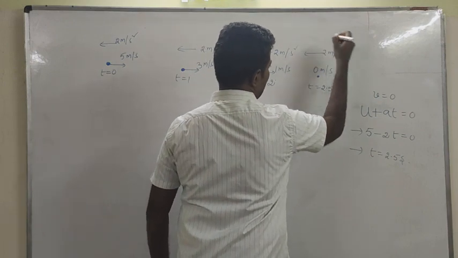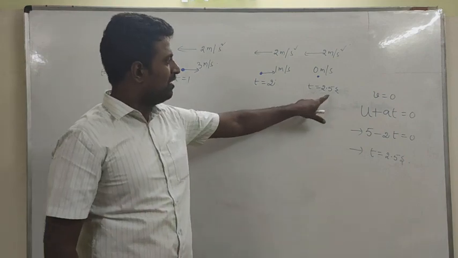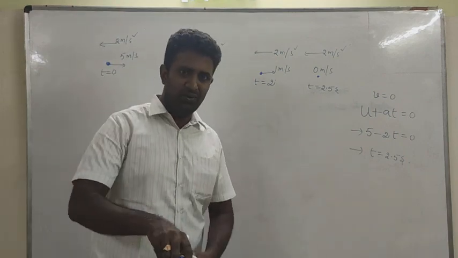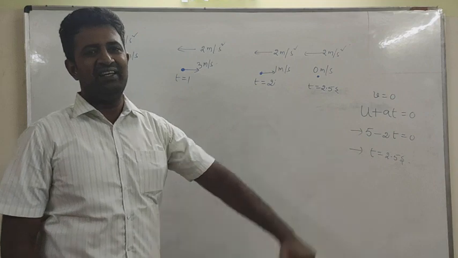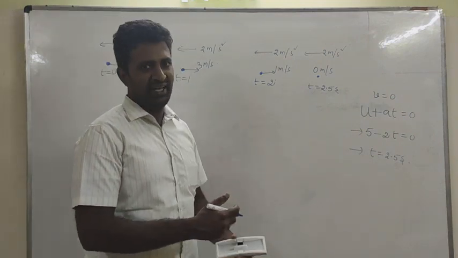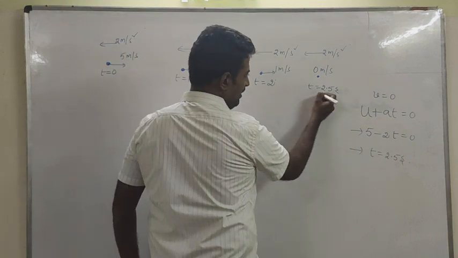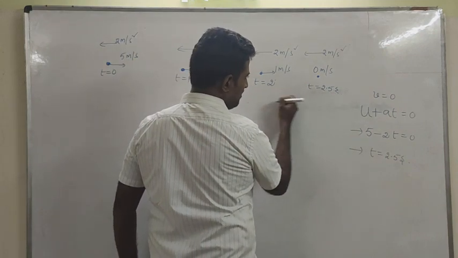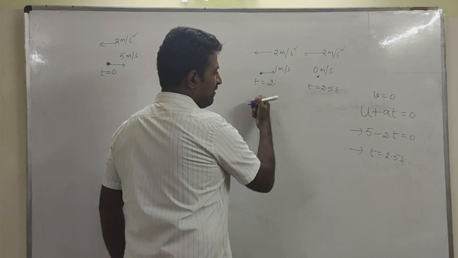Then what will happen? What happens is, after t equal to 2.5 seconds also, there will be acceleration which is acting on the particle in backward direction. Then the particle starts moving in backward direction. So from t equal to 2.5 seconds onwards, the particle starts moving in backward direction.